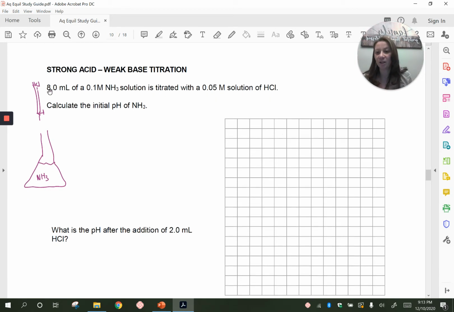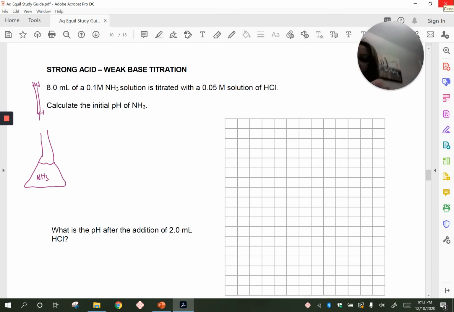So we have 8 milliliters of 10th molar NH3, and we want to find what the initial pH of that NH3 is before we add any of the HCl. So since we only have NH3 in our flask here, this is a weak base. And so how do you find the pH of a weak base? You write the dissociation equation and you write an ice chart.